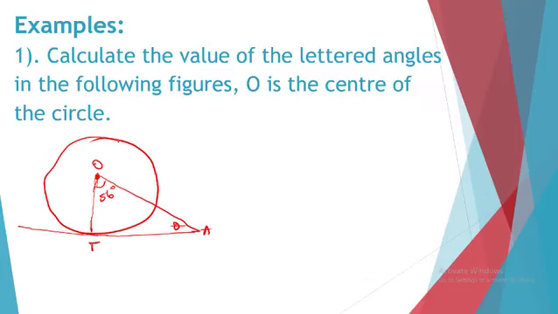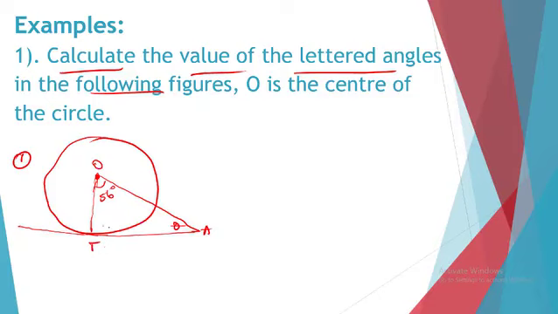Question number 1. Calculate the value of the lettered angles in the following figures. This is the first figure, figure 1. It says O is the center of the circle. Okay, we have here, this is the center of the circle. We have here to be 56. Here is theta. This is our A and this is our T. Okay, let us start.